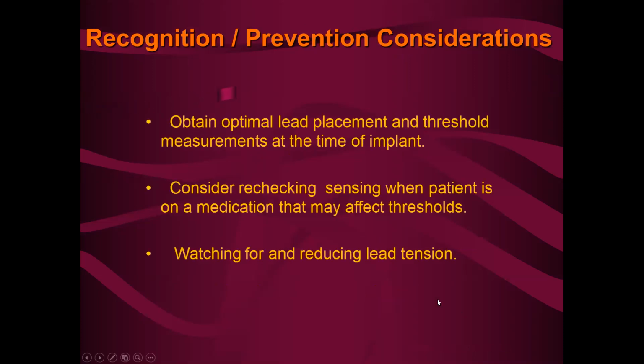So the way to get around sensing issues is to, again, make sure that we have the biggest signal, the biggest R wave or P wave amplitude at the time of implant. And to, again, check sensing if a patient is starting on a medication that can affect sensing thresholds. And also, again, minimizing and watching for any signs of lead tension.